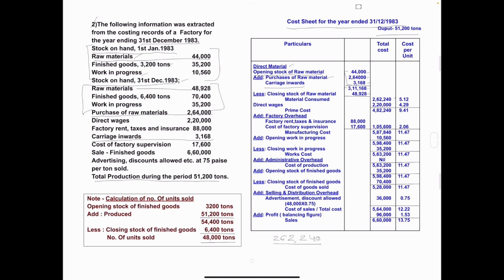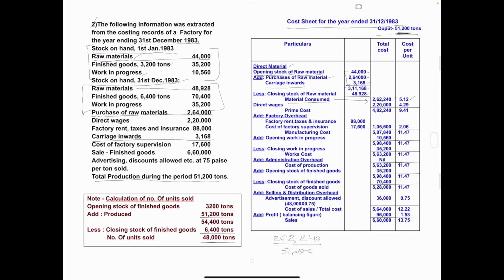2,62,240 divided by 51,200, meaning whatever the total cost amount is, it should be divided by the number of units produced. During the year 51,200 units were produced. So divide it, you will get 5.12. That is called material consumed.